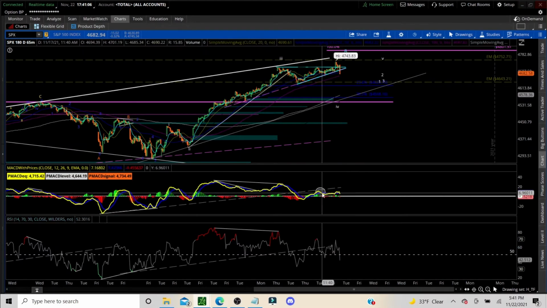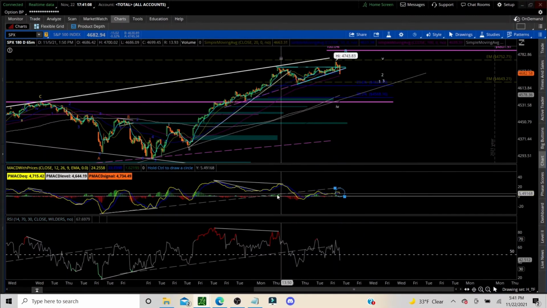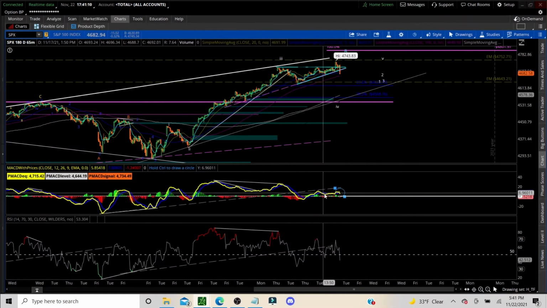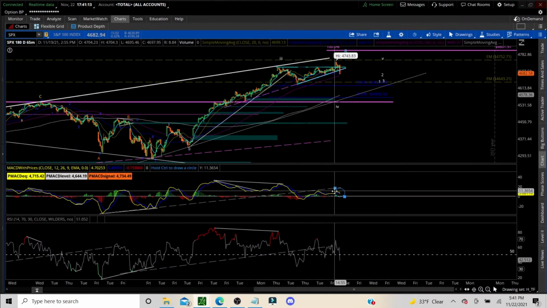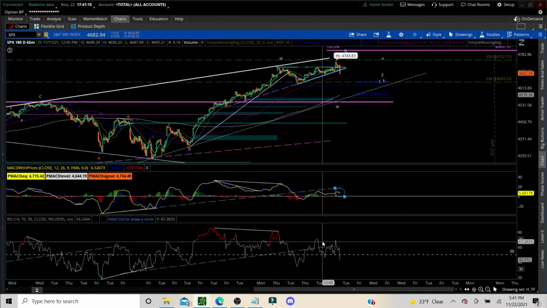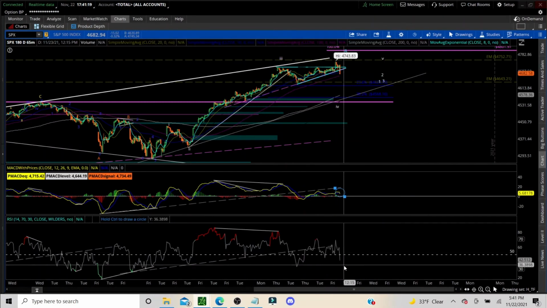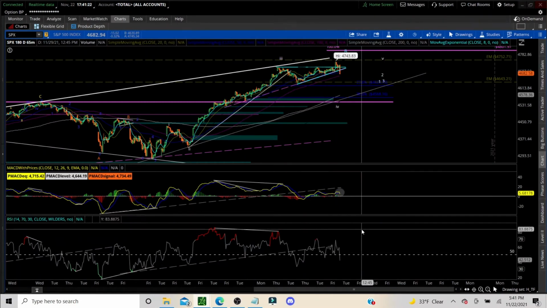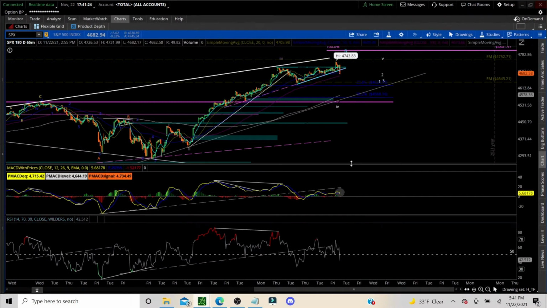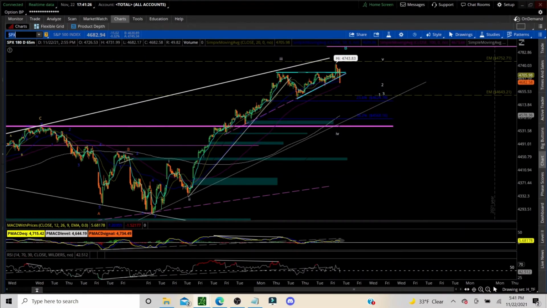And then on the MACD, same thing. Couldn't get over this rising pivot, bounced off of it, came back, and actually had a bearish divergence there, and here as well. Couldn't stay above this rising pivot on the RSI, and now back under the 50 range there. So let's check out the SPY on the daily.